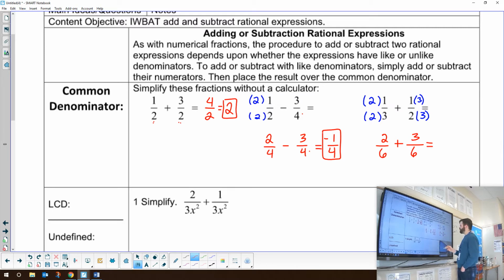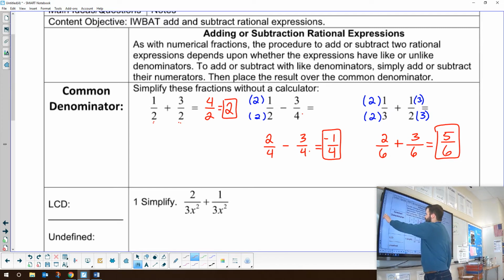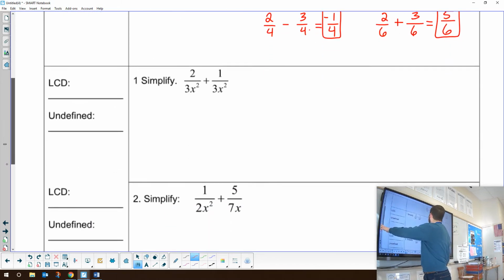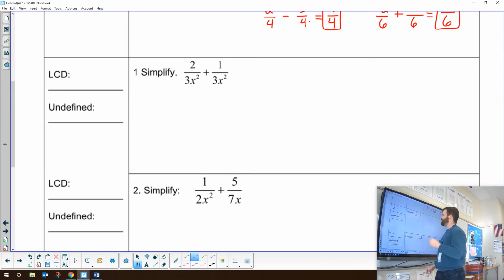So now I have my two fractions. We're counting the same thing. 2/6 plus 3/6 equals 5/6. And that is my solution there. Now, this applies on these bigger fractions as well, the fractions that have x's in it, or pluses or minuses and everything else in it.